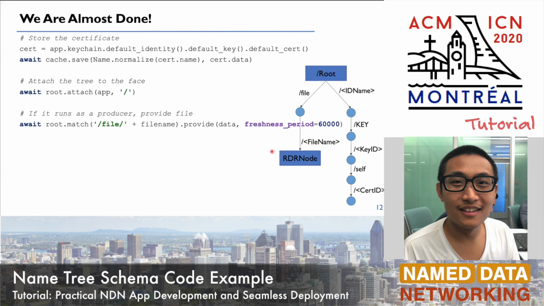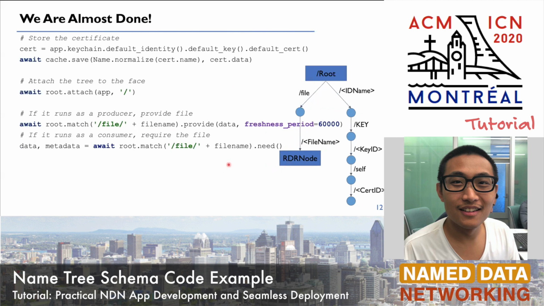So here what we do is we call the match function. So we match this tree with a name, that is /file plus the real file name. It may be foo.txt. After that, the tree will match this pattern with the name. So first the component is file, so it matches file, and the second component is /foo.txt, so it matches the file name with foo.txt. And now we have the real name. We can call the provide function and put the data there and some necessary metadata parameters, just like what we do in CNL. And if it runs as a consumer, we can request this file.